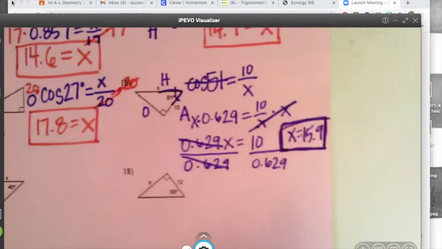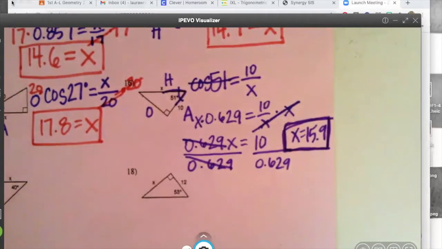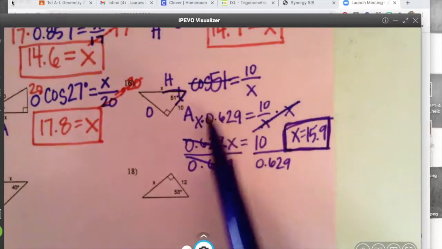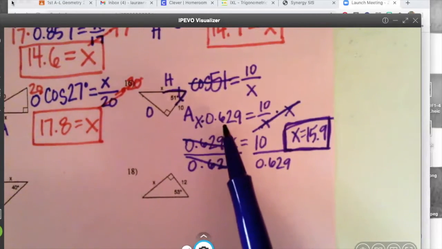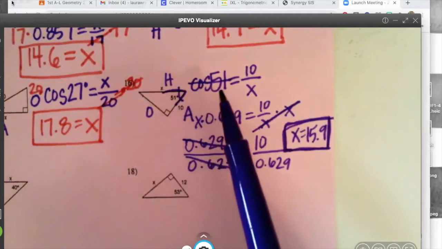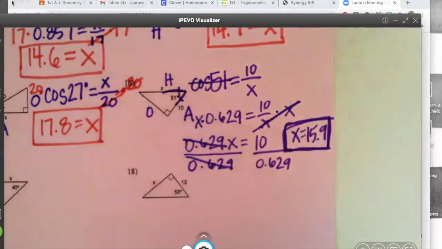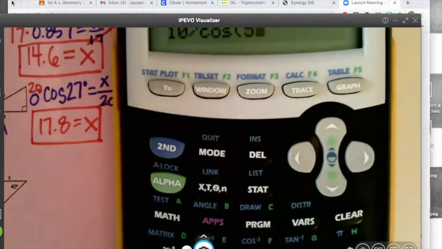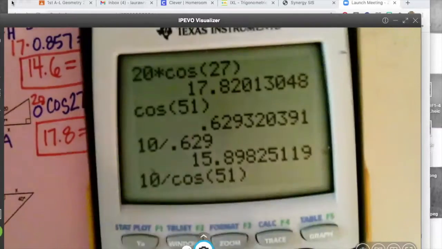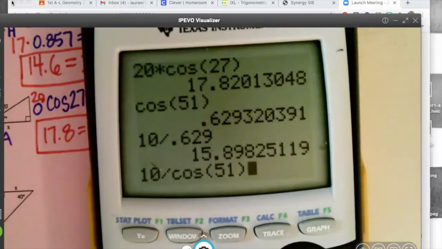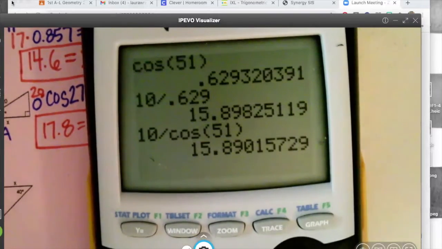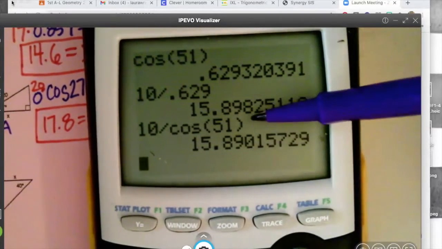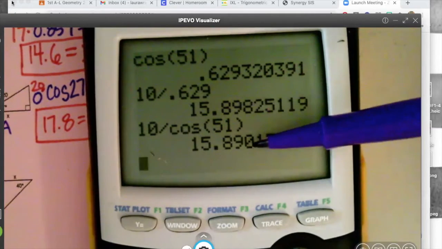And there it is. Now, you don't have to change it into 0.629. You could leave this as cosine of 51. So you could actually type 10 divided by cosine of 51, and you should get approximately the same thing. Let's watch and see. I don't want to miss anything. So see, the decimals are slightly different, even out to this third decimal place.